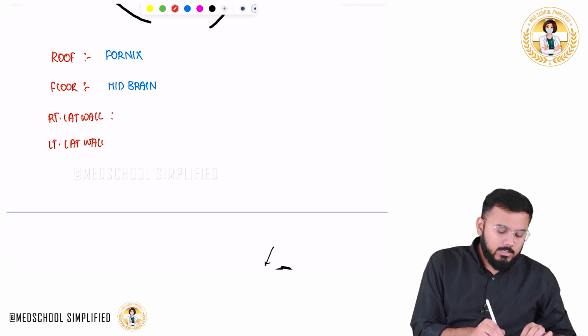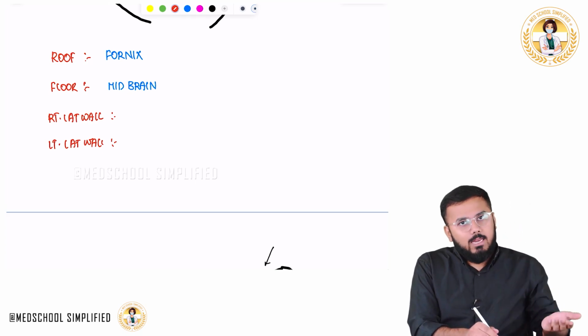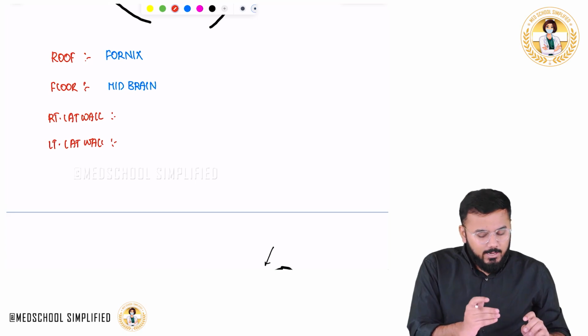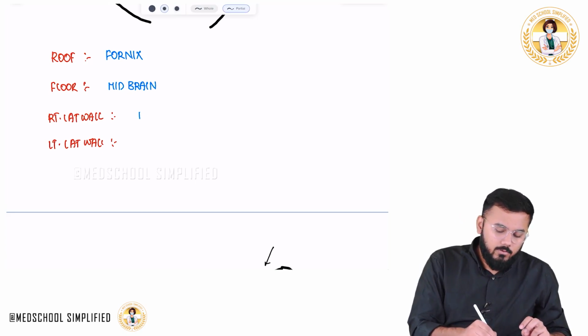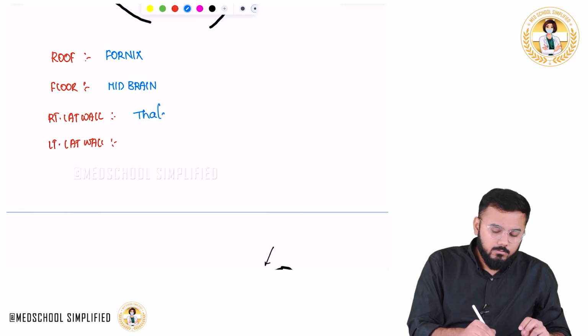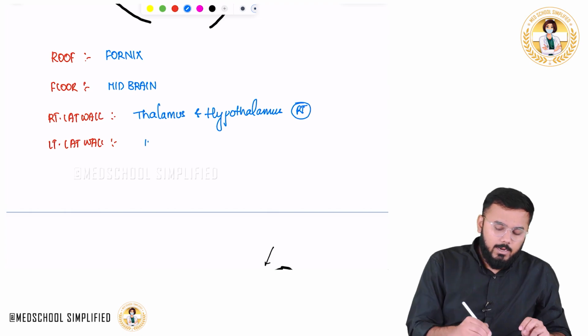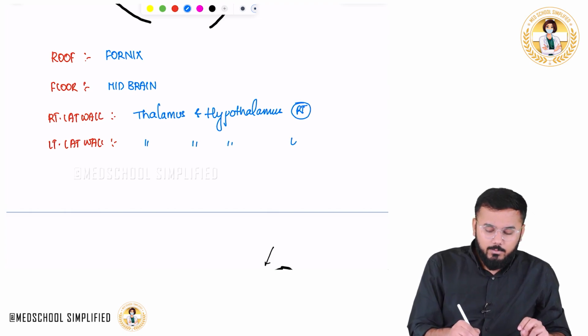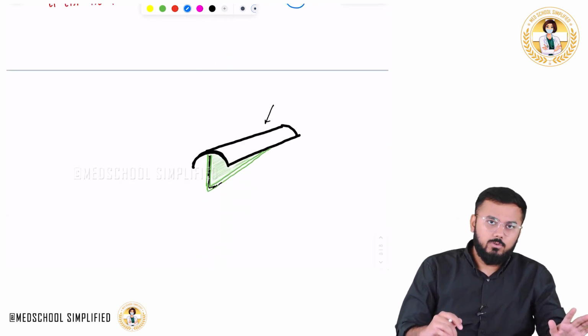So right lateral wall is consisting of what? Right lateral wall is consisting of your thalamus and hypothalamus on the right side. Left lateral wall is also consisting of thalamus as well as hypothalamus. So we have thalamus and hypothalamus on the right side over here, and here the same thing, thalamus and hypothalamus on the left side. So these are the structures which you can see over here.